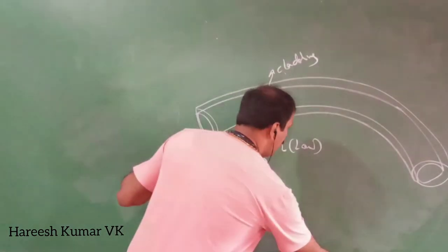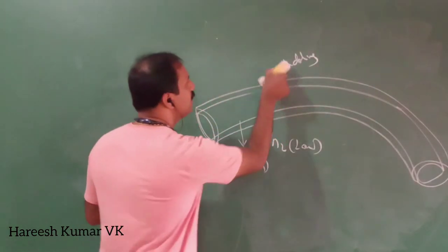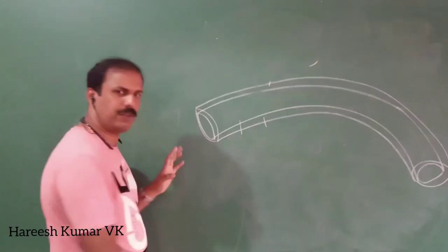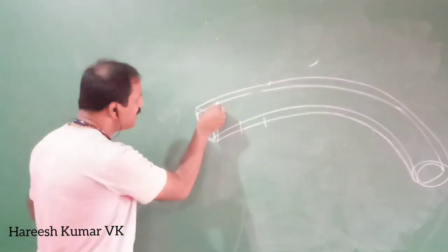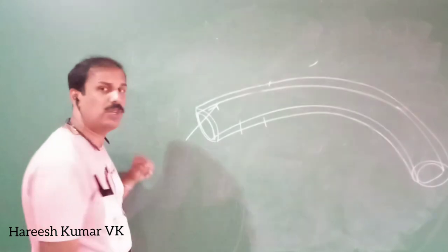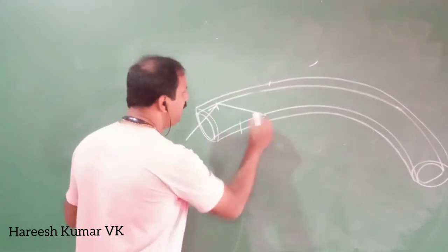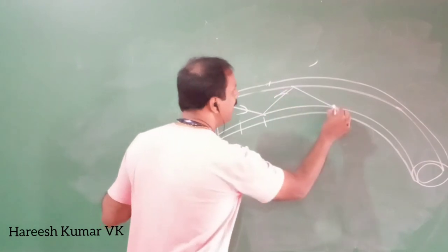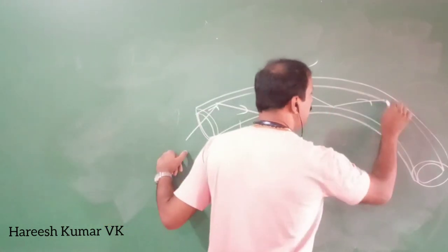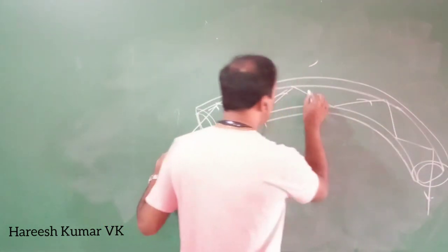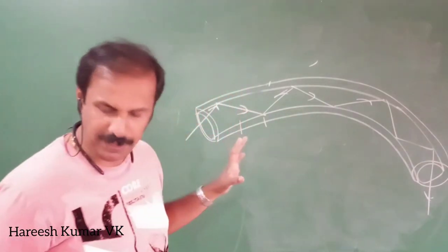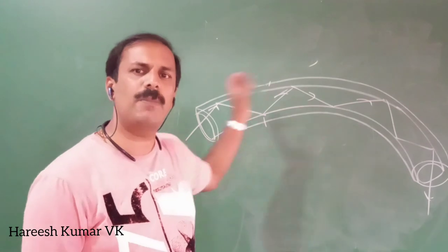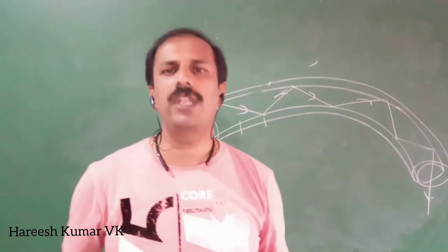Now how does the light travel here? Same principle: total internal reflection. If a ray of light enters here, it will undergo total internal reflection, so it will reflect here. Again it will undergo total internal reflection. Like that it will undergo multiple total internal reflections. So whichever way you are keeping it, you can send the light inside and the light will come back also.